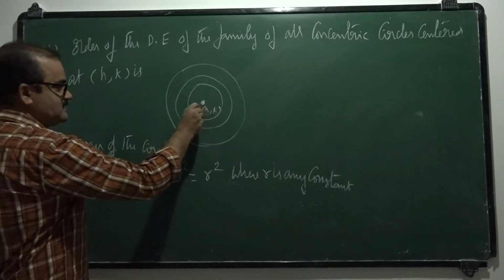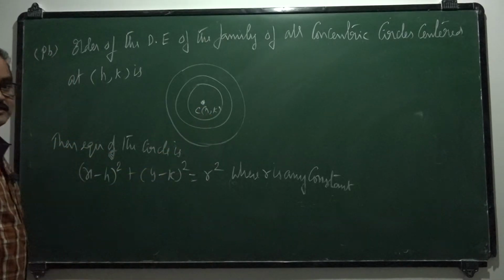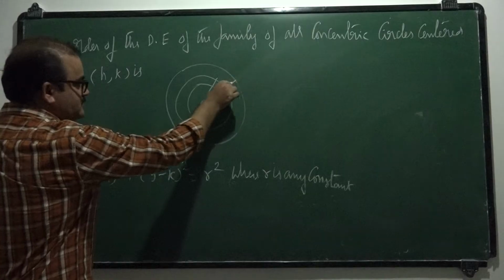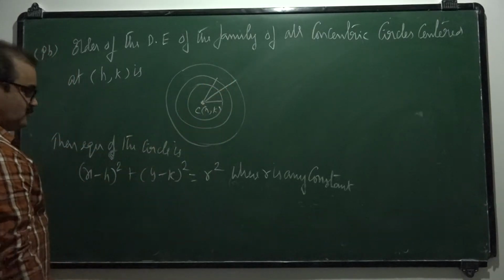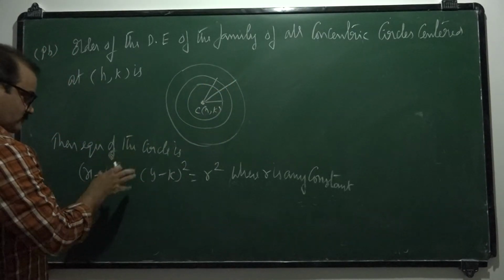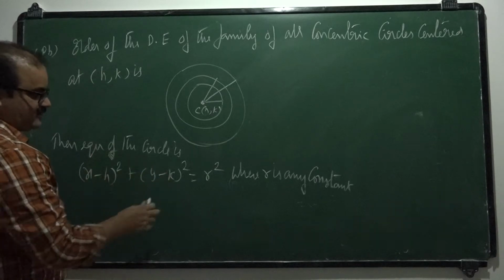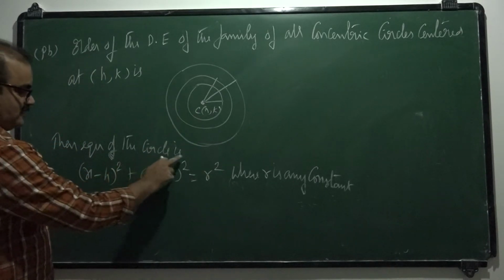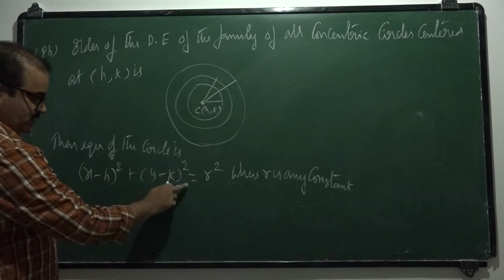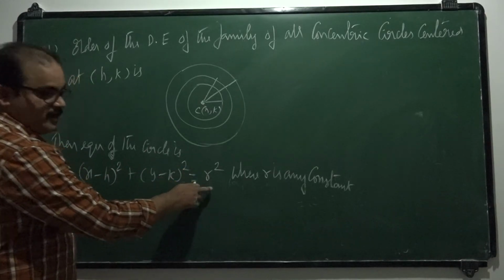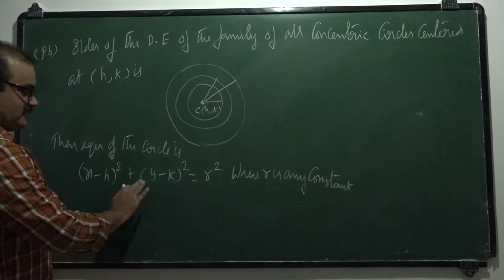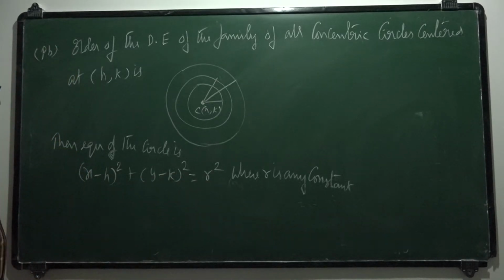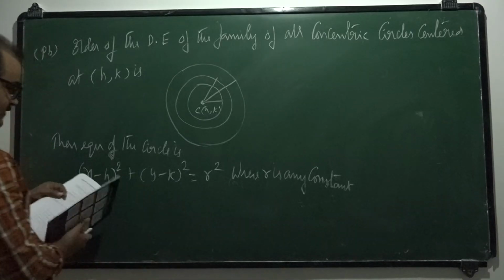See here, H comma K. This center C is fixed. Center is not changed here. Only radius is changed. H comma K is a fixed constant, R is an arbitrary constant. If the given equation contains only one arbitrary constant, then the order of the differential equation is 1.